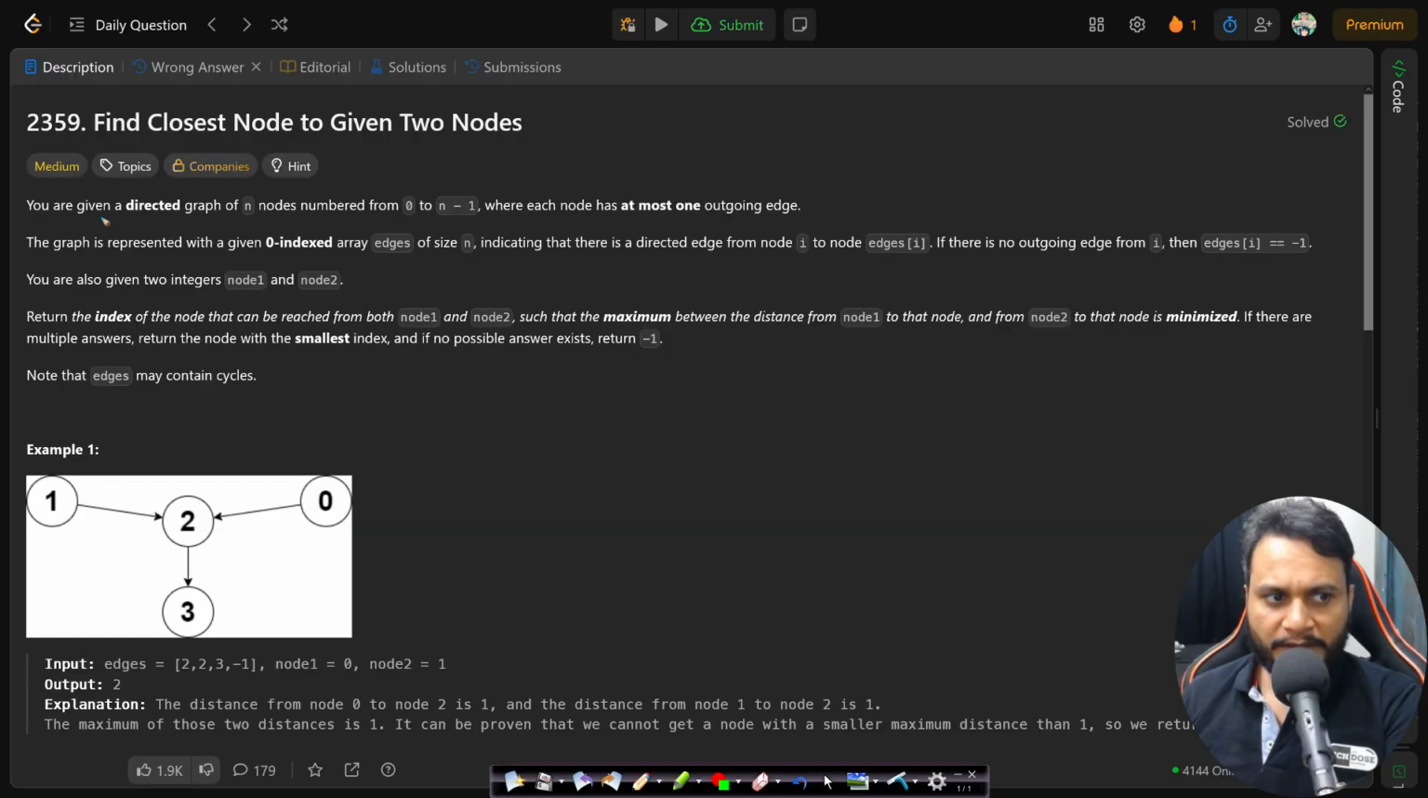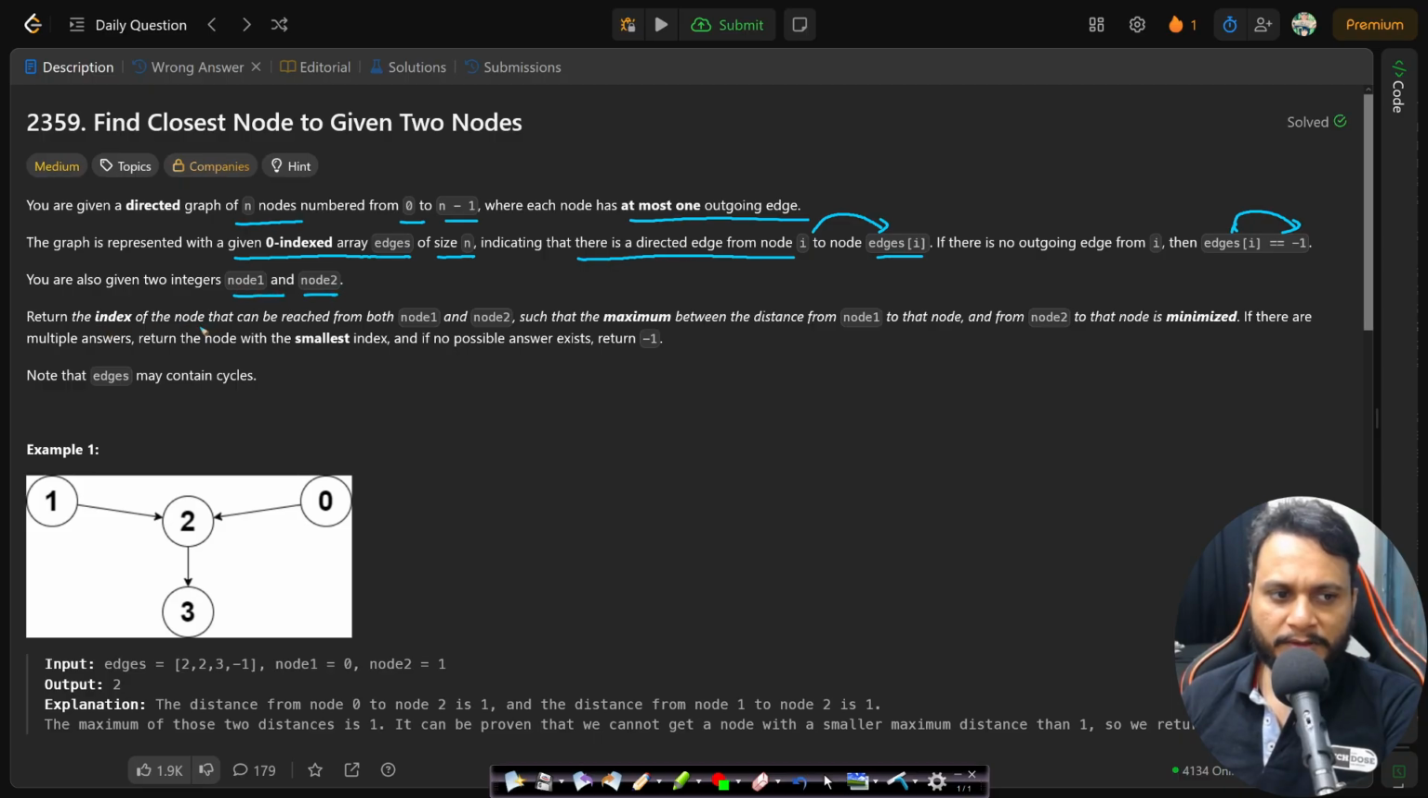In this problem you are given a directed graph of n nodes numbered from 0 to n minus 1, where each node has at most one outgoing edge. The graph is represented with the given 0 indexed array edges of size n, indicating that there is a directed edge from node i to edges[i]. If there is no outgoing edge from i, then edges[i] will be equal to -1. You are also given two integers, node1 and node2.